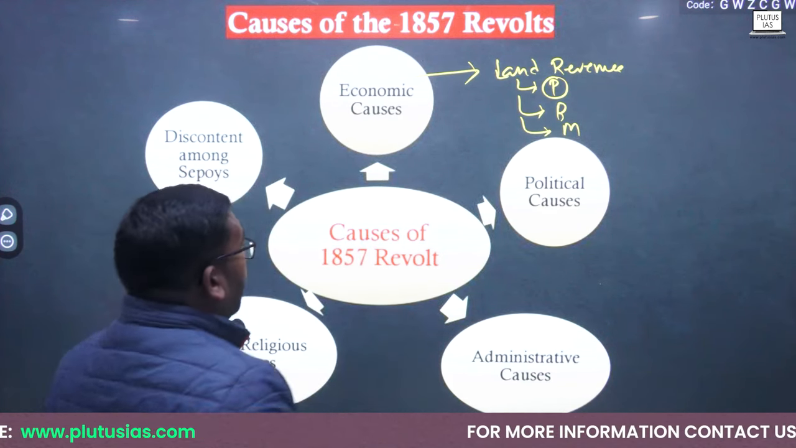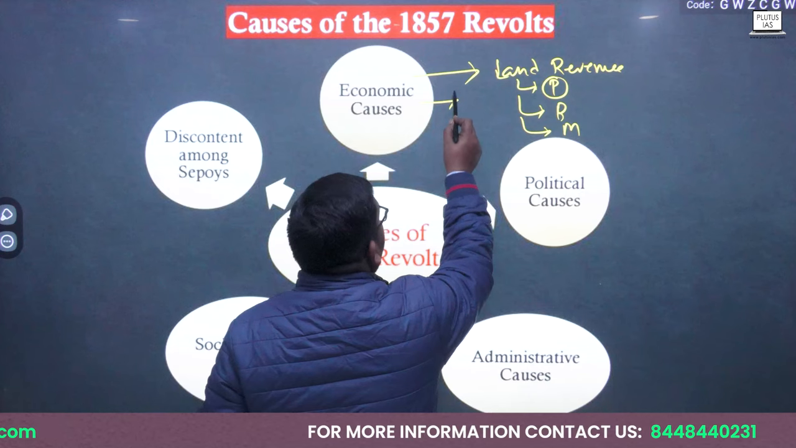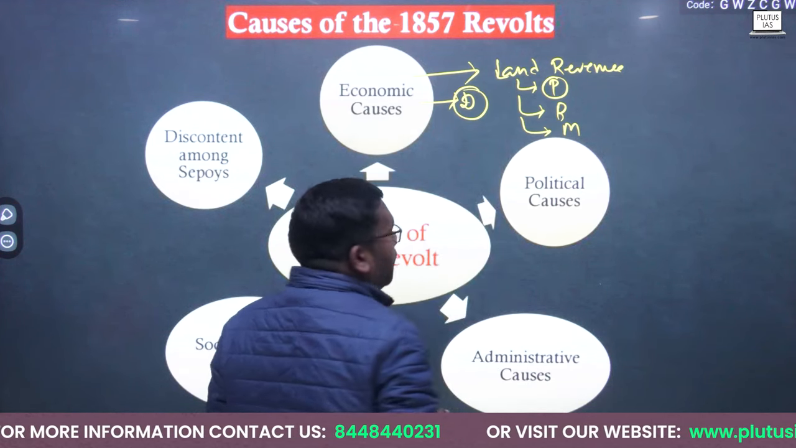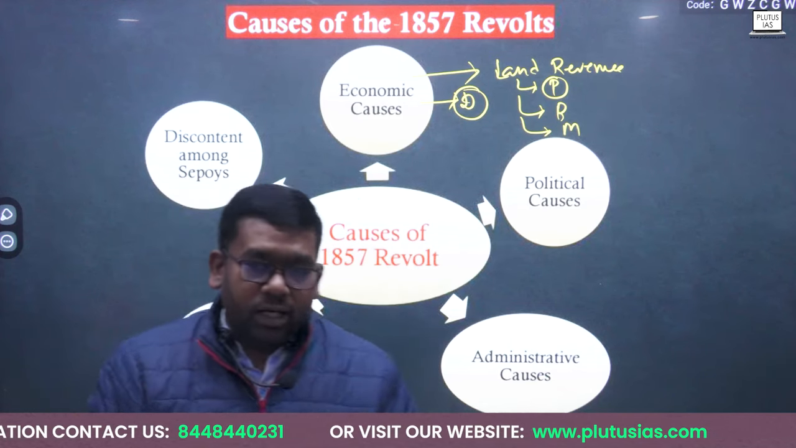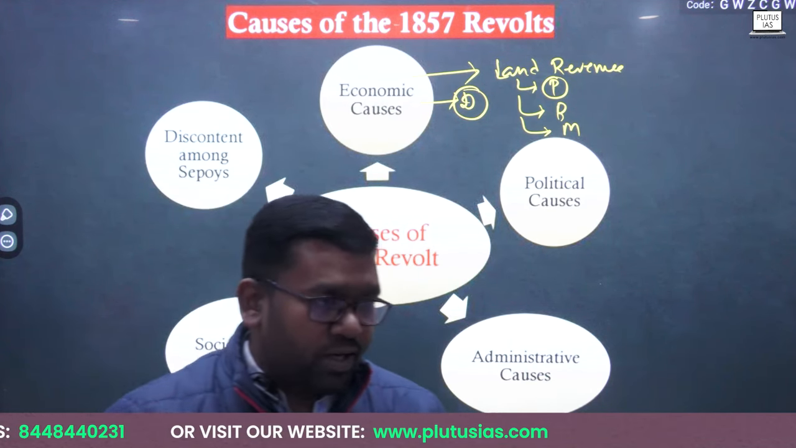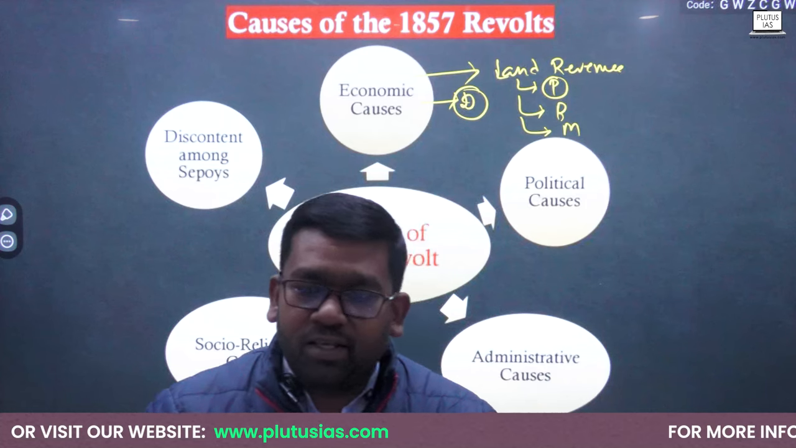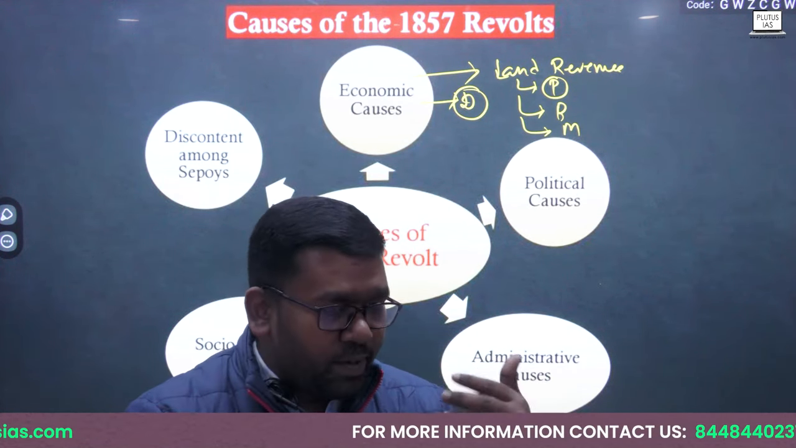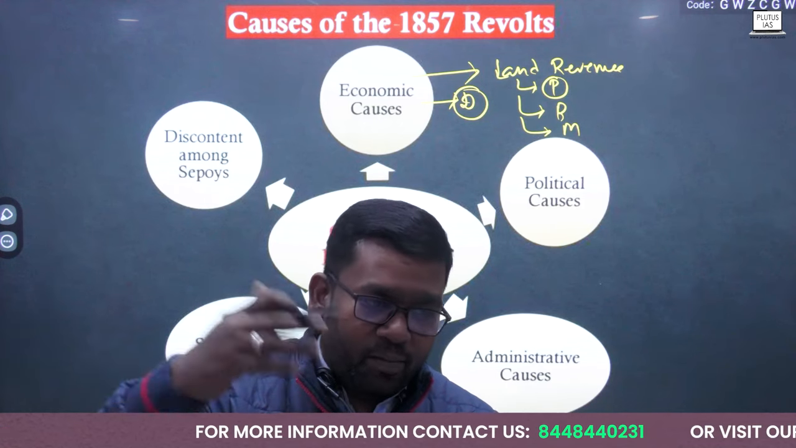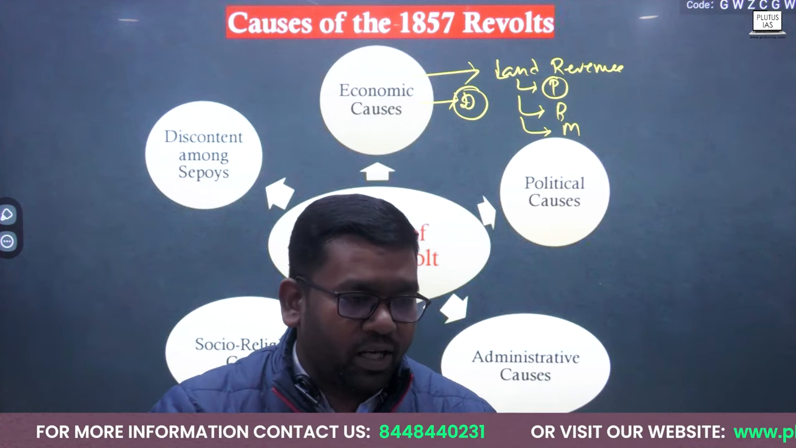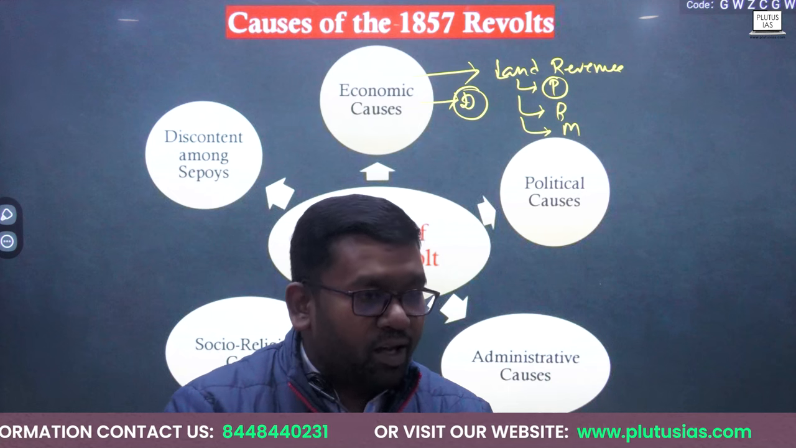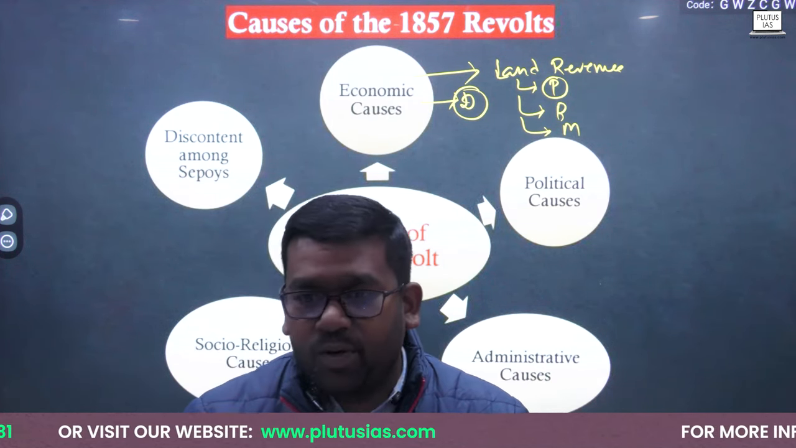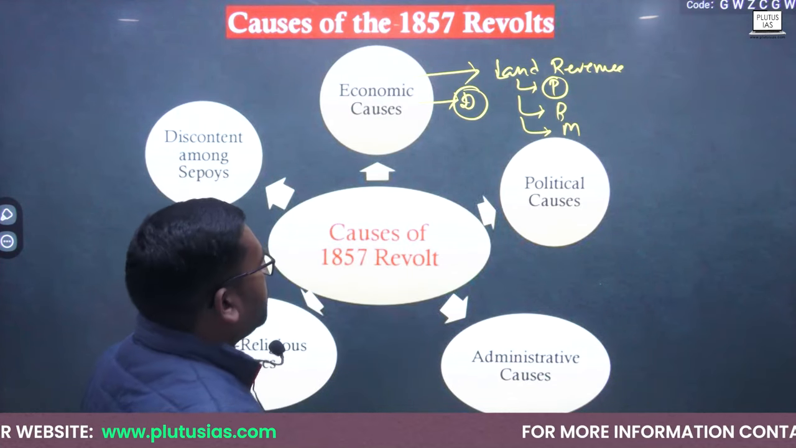In case of economic policy, another reason was deindustrialization. What happened in deindustrialization? The Indian industries, the handicraft industries, were ruined. The main reason was their industrialization. They had machine-made products, but the Indian products were handmade. And they were putting more import charges on them. Import duties were very high. So deindustrialization was the other one.